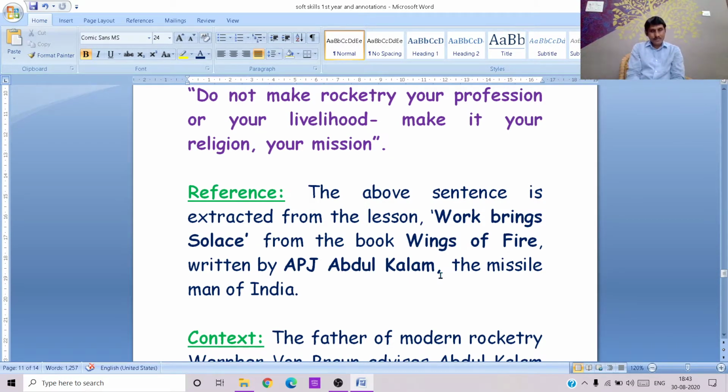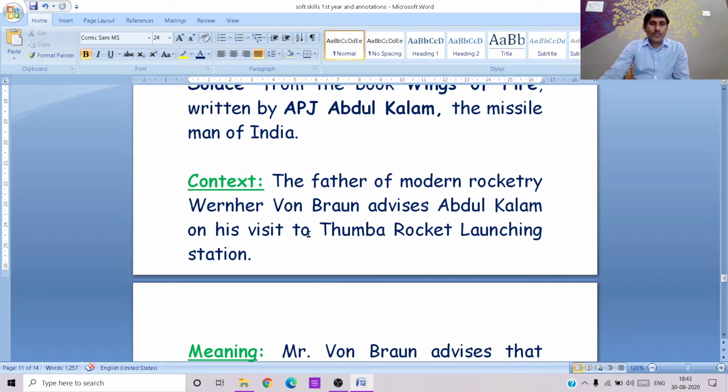Who is Abdul Kalam? The former president of India, and he was also popularly called the Missile Man of India. He was a great person actually. He was really close to the students. He was a teacher by profession, a professor by profession, right? So what is the context? Who said it to whom?